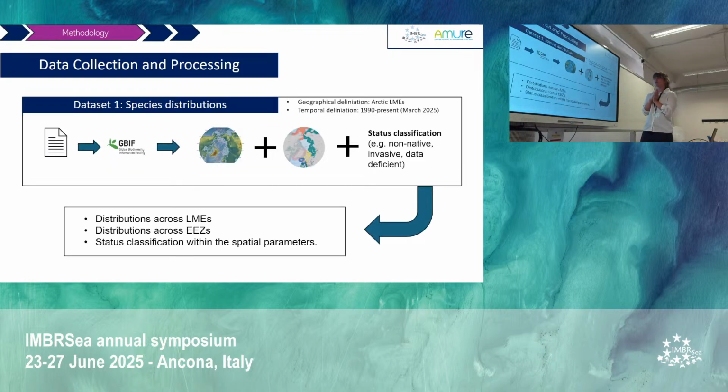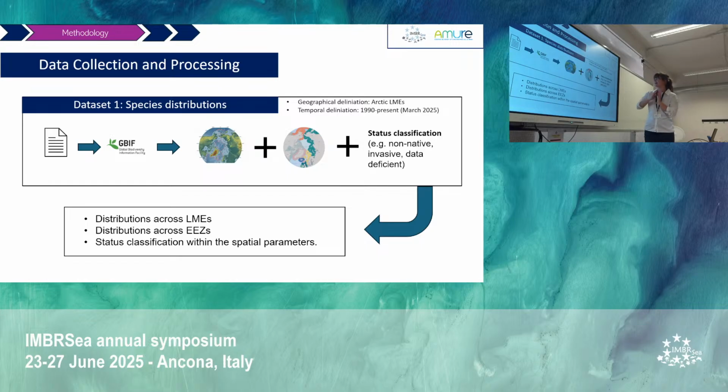Data-wise, I produced 2 separate datasets. Dataset 1 focuses on species distribution and was constructed by extracting species distributions from the Global Biodiversity Information Facility database based on a predefined list of global non-native species. This was then overlapped with the spatial polygons in R of the large marine ecosystems and EEZs in order to be able to classify the existence of these species across these spatial parameters.